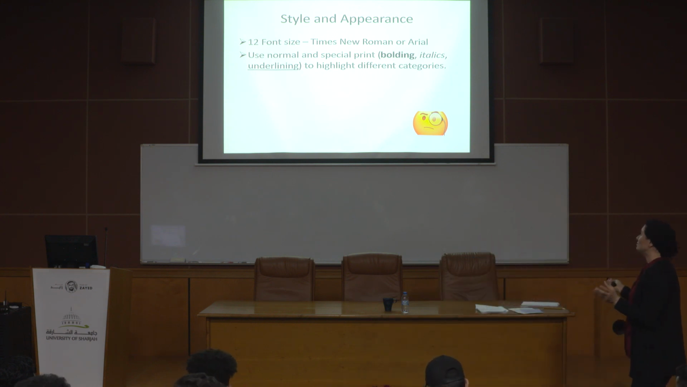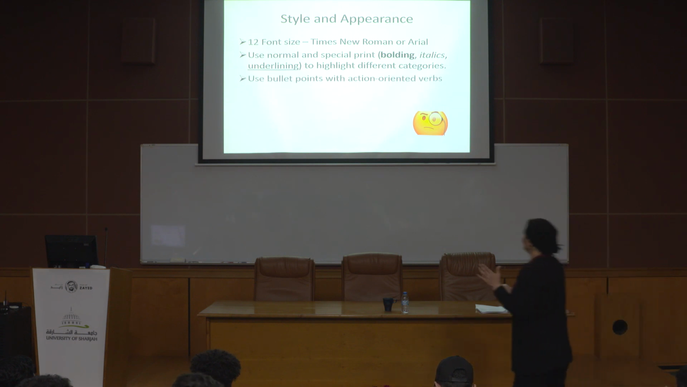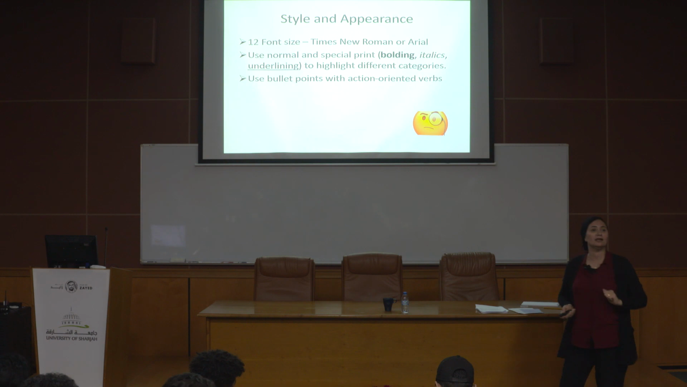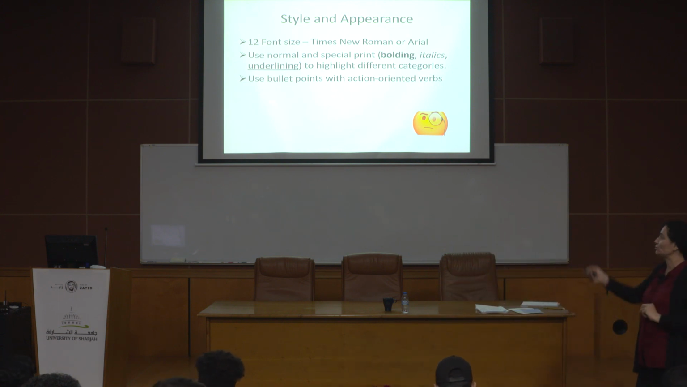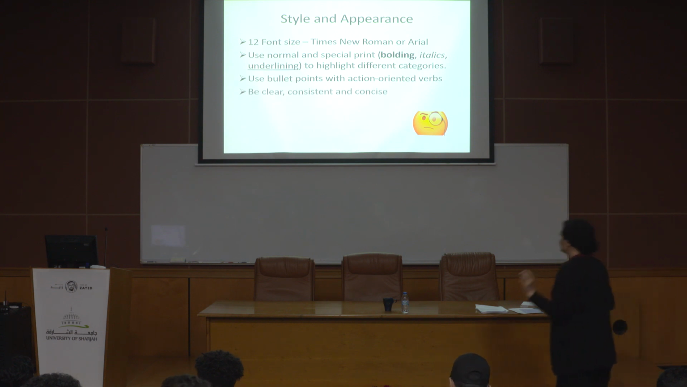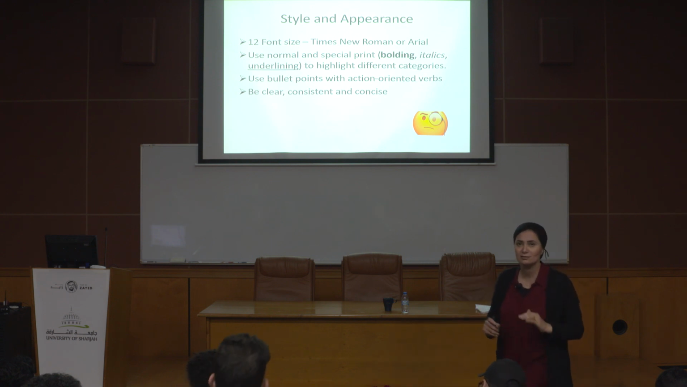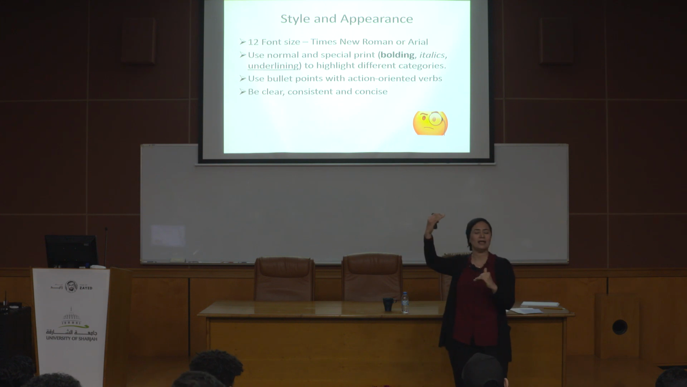Use normal and special print: bolding, italics, underlining. If you want to highlight something, you can use bolding or underlining when you write the CV. Use bullet points with action-oriented verbs. The list of verbs I gave you, if you're going to use it, is better given as bullet points to attract the attention of the employer to the important pieces of information you have. Be clear, consistent, and concise. Let's focus on consistent. Don't write at the beginning, for example, three years of experience in a company, and then at the end, during my two years of work in this company. You are lying.